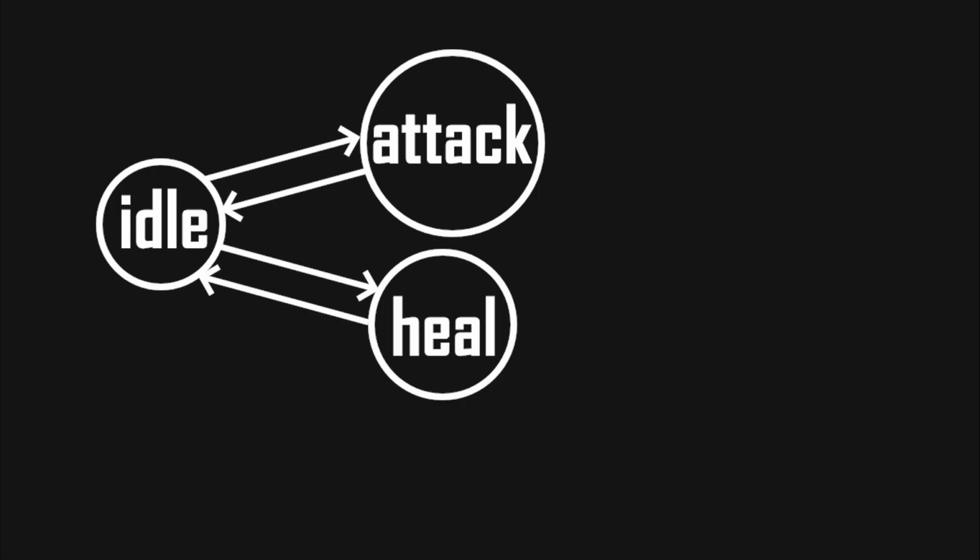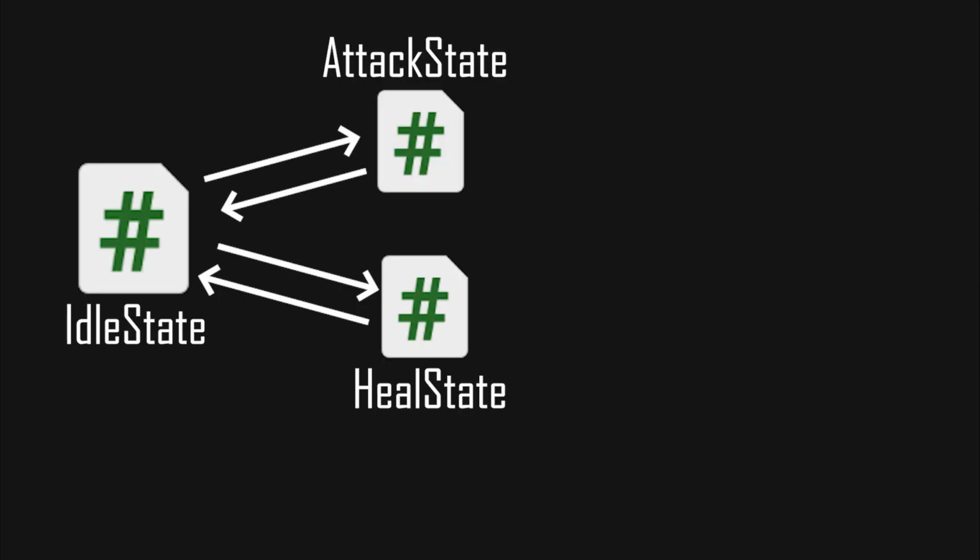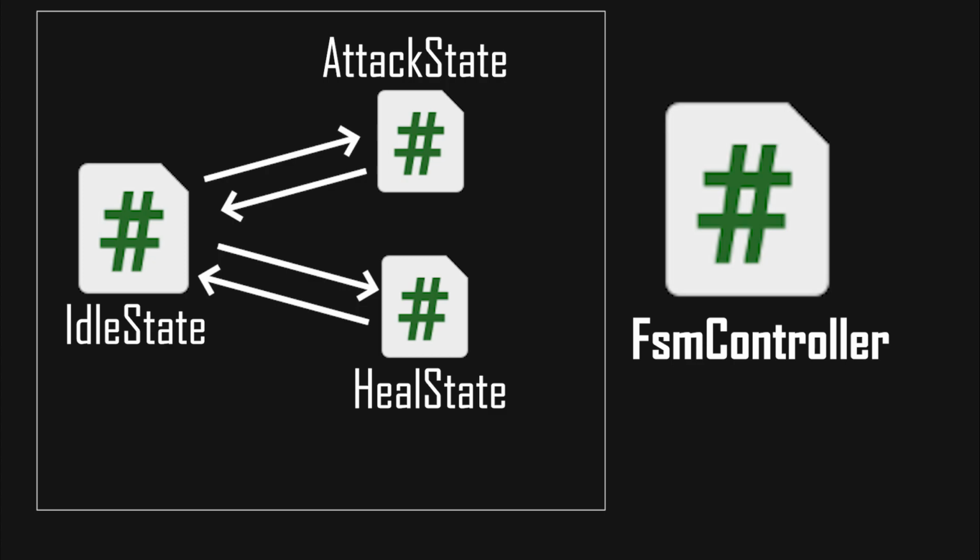So let's take a look at the state pattern. The state pattern is state of the art in software engineering, and it's best known for giving you the ability to manage complex finite state machines at a large scale. The basic idea of the state pattern is that each of your states has its own class, as well as another class called your FSM controller, which will be your main FSM class that manages all of your states and the logic behind them.